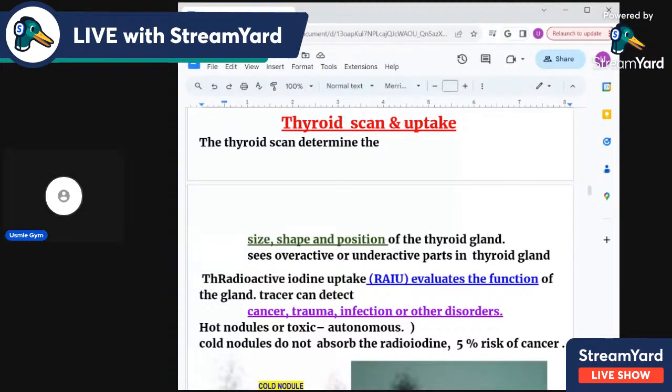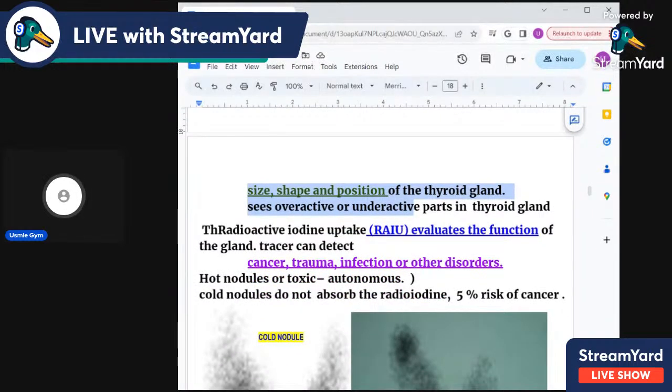The thyroid scan determines the size, shape, and position of the thyroid gland. It sees overactive or underactive parts in the thyroid gland. This is what a thyroid scan does. So anatomy, size, shape, and position, and the activity. Whereas radioiodine uptake, or RAIU, evaluates the function of the gland. Okay, radioiodine uptake tells you the function of the gland.